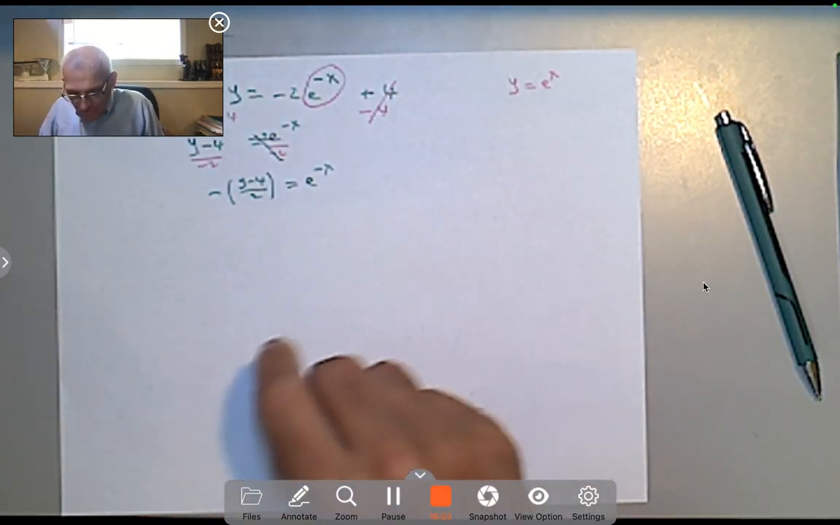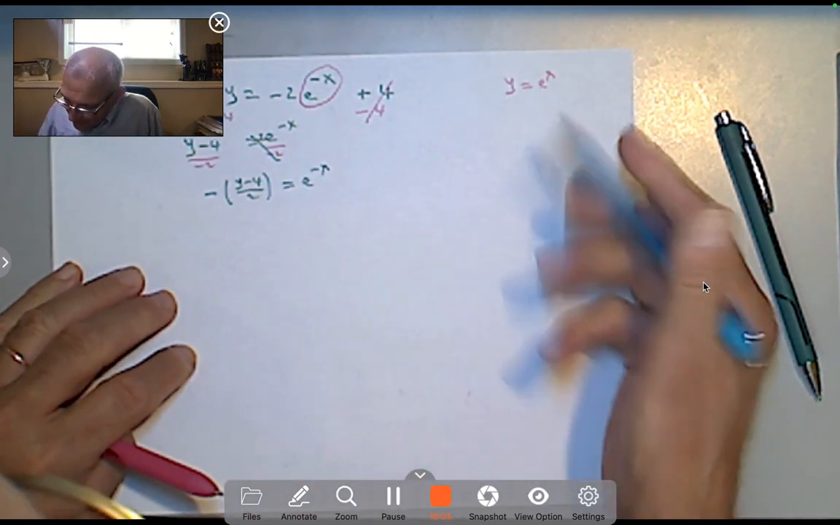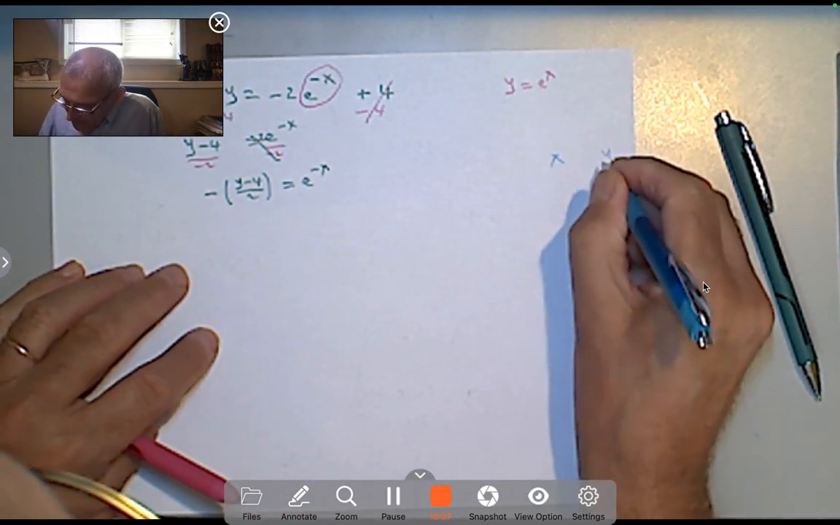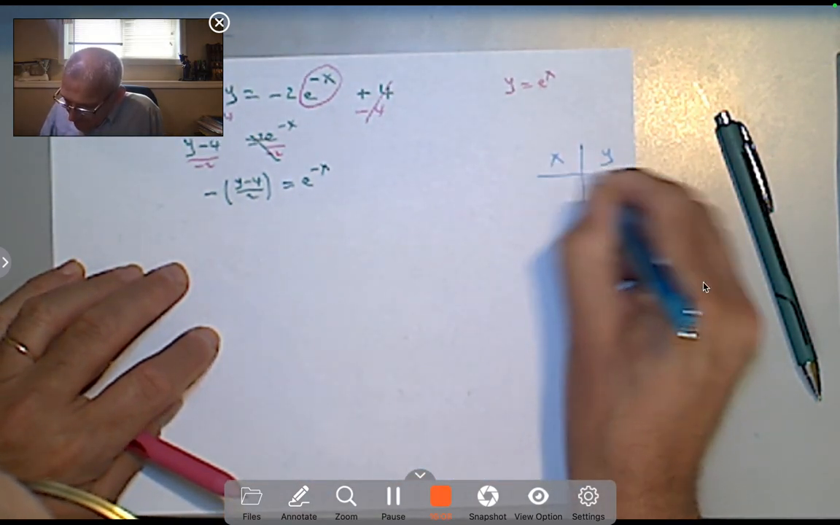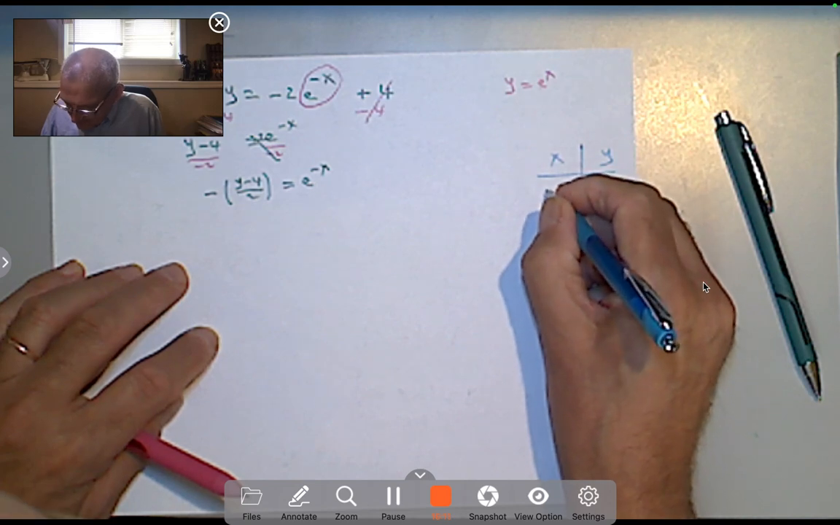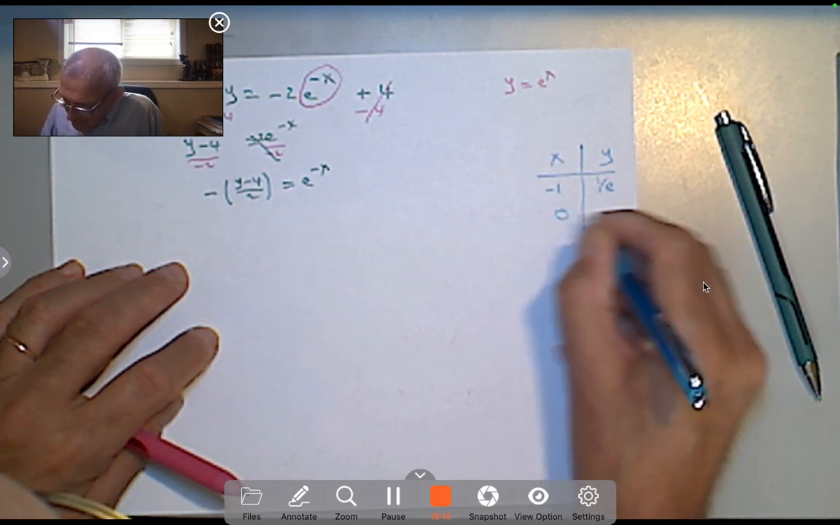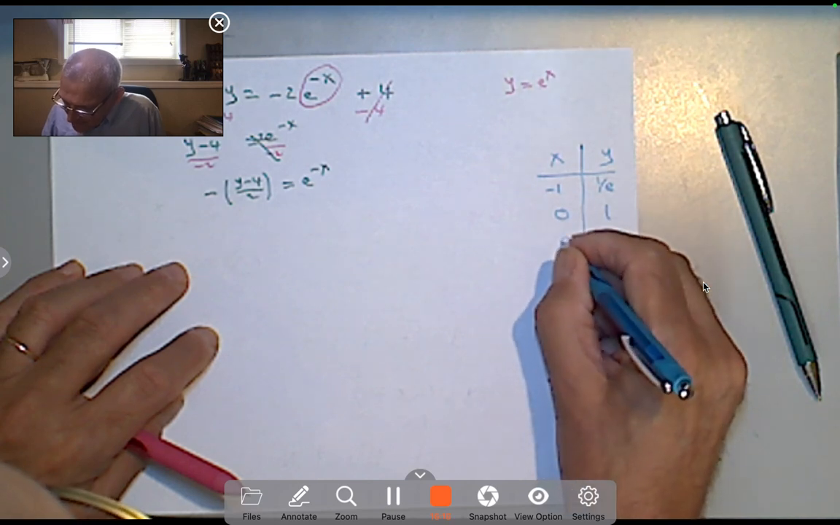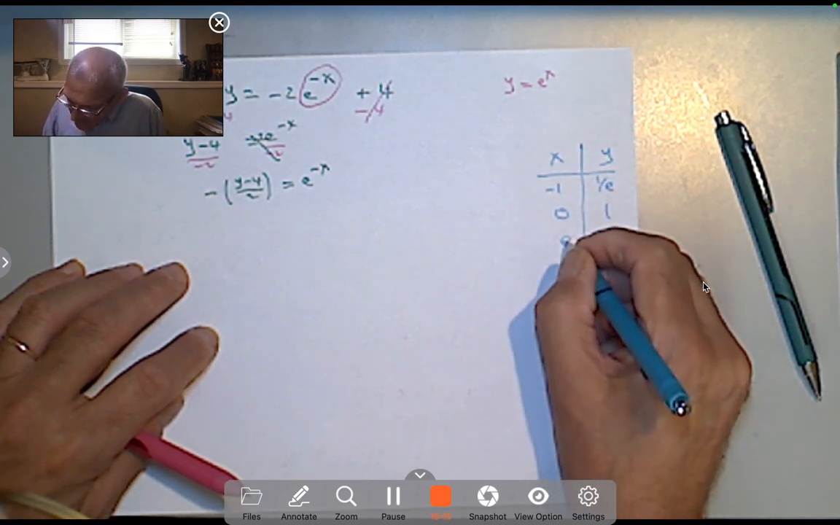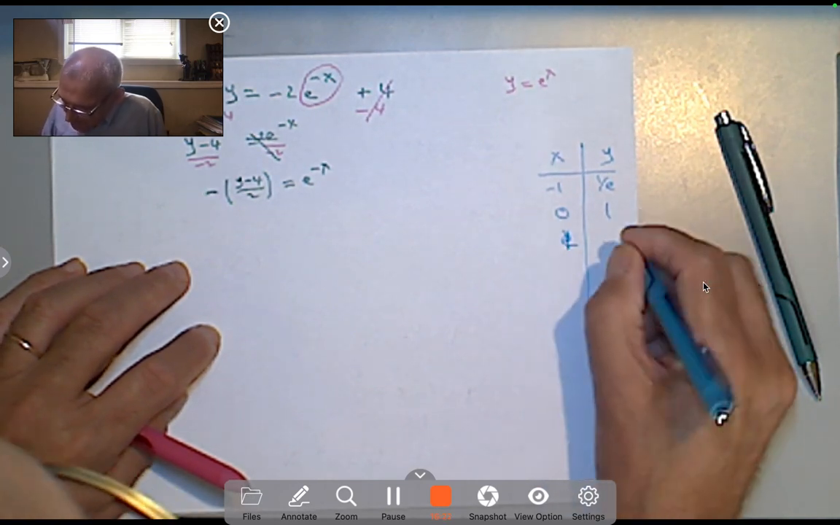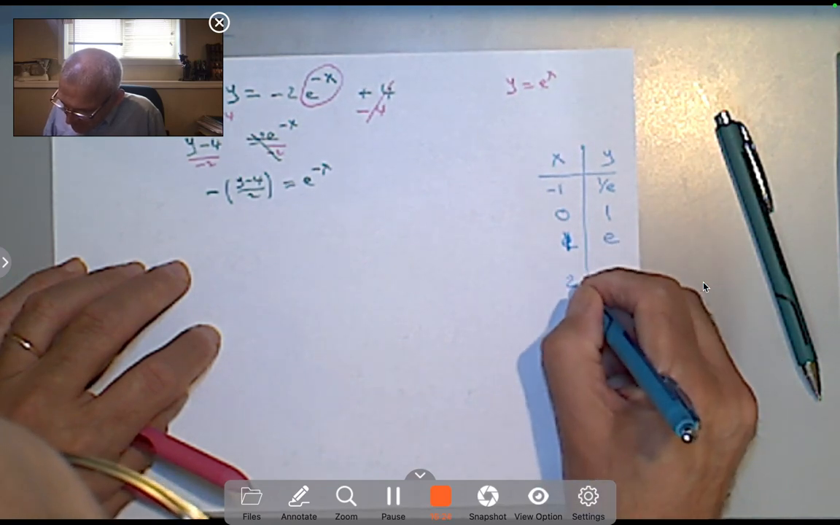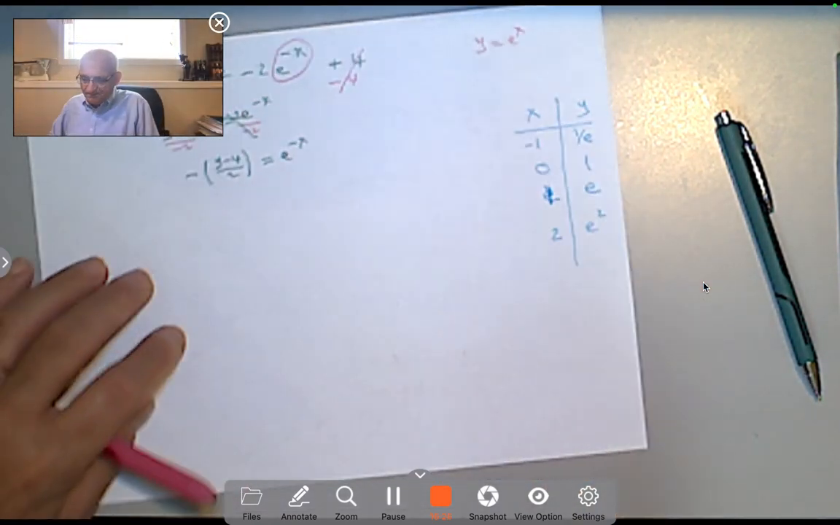I know how to construct the table for y equals e to the x. If x is negative 1, this is 1 over e. If x is 0, this is 1. If x is 1, this is e. If x is 2, this is e squared.